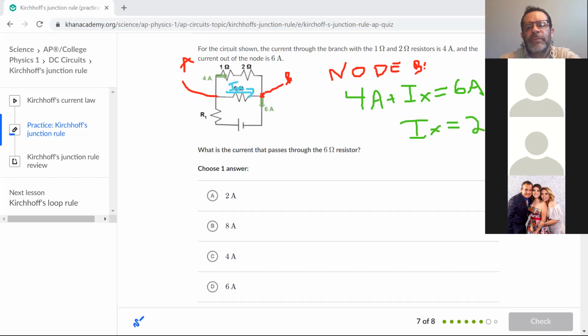And so therefore Ix is going to be equal to 6 minus 4, 2 amps. Professor, how do we know that the current is not crossing the 6 ohm resistor from right to left instead of from left to right?